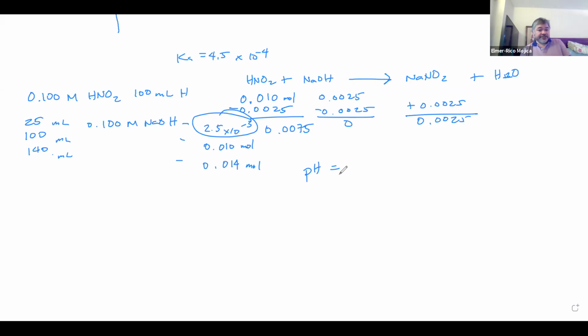You can use the Henderson-Hasselbalch equation because you're given the Ka. So get the negative log of 4.5 times 10 to the negative 4 and then add it with log. So I will have here the 0.0025 and the 0.0075. So what's the pH that I will get there?